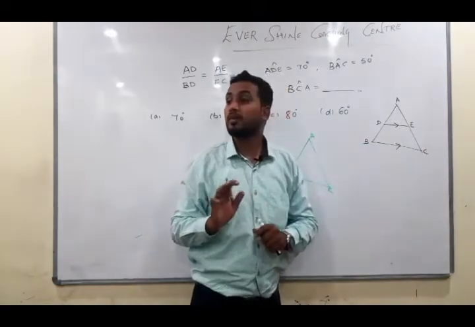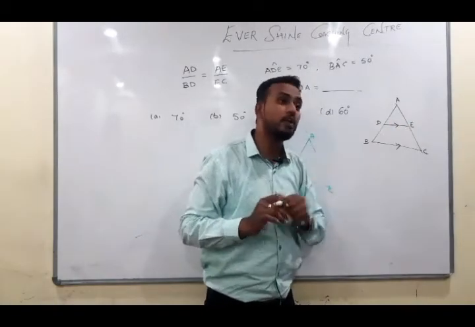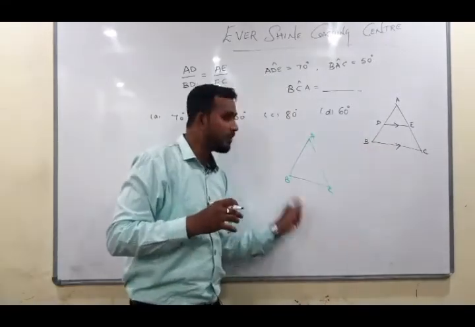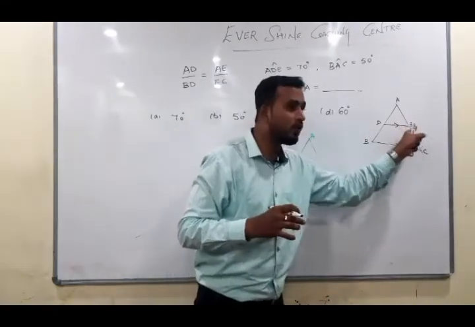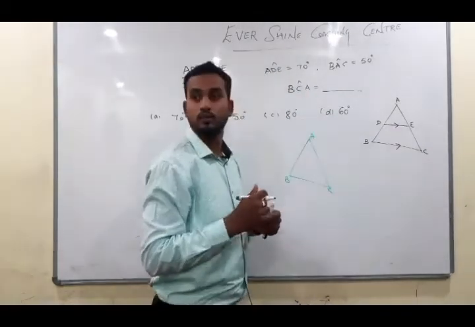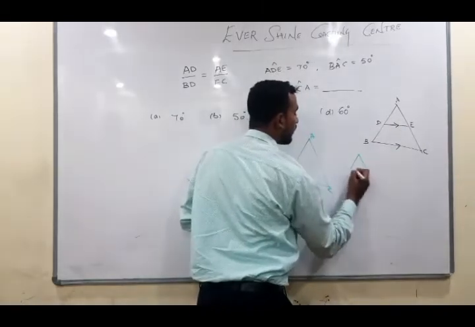समझ में आया बेटा? ये DE लाइन ड्रॉ करने की वजह से हमारे को एक नया ट्रायंगल मिला. कौन सा ट्रायंगल है? Which is the new triangle that has formed in this? First is triangle ABC. Because of this DE, one more new triangle has formed. Which is the new triangle? ADE.